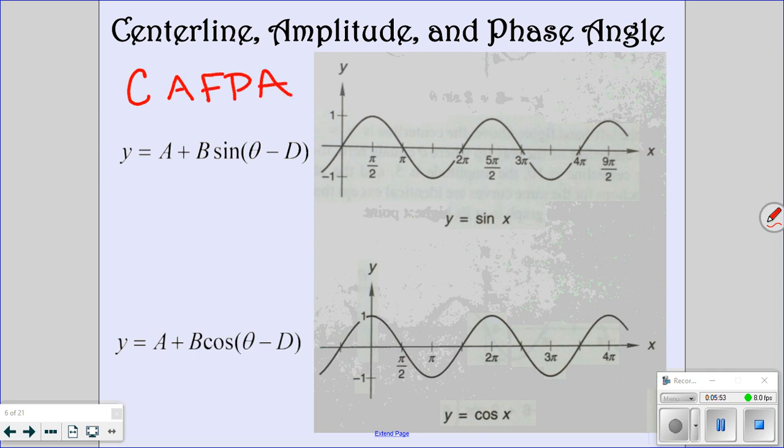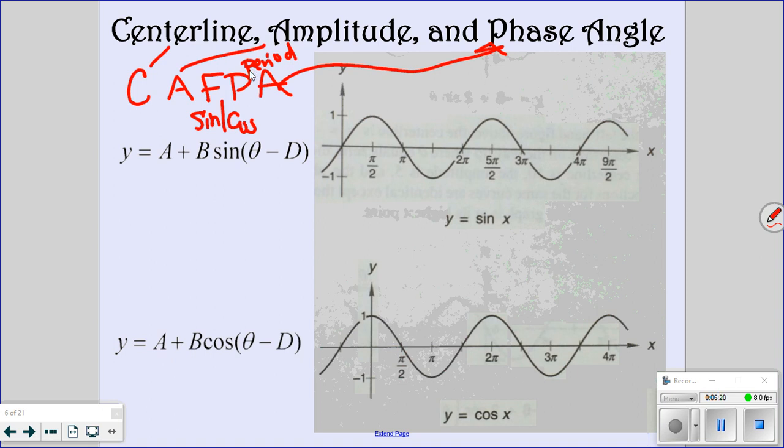The C was for centerline. The A was for the amplitude. This is your function, whether it's sine, cosine, or whatever. The P is your phase angle. No, your period. Sorry, I don't have that one yet. We're going to do period in a minute. And then the A is for the phase angle.